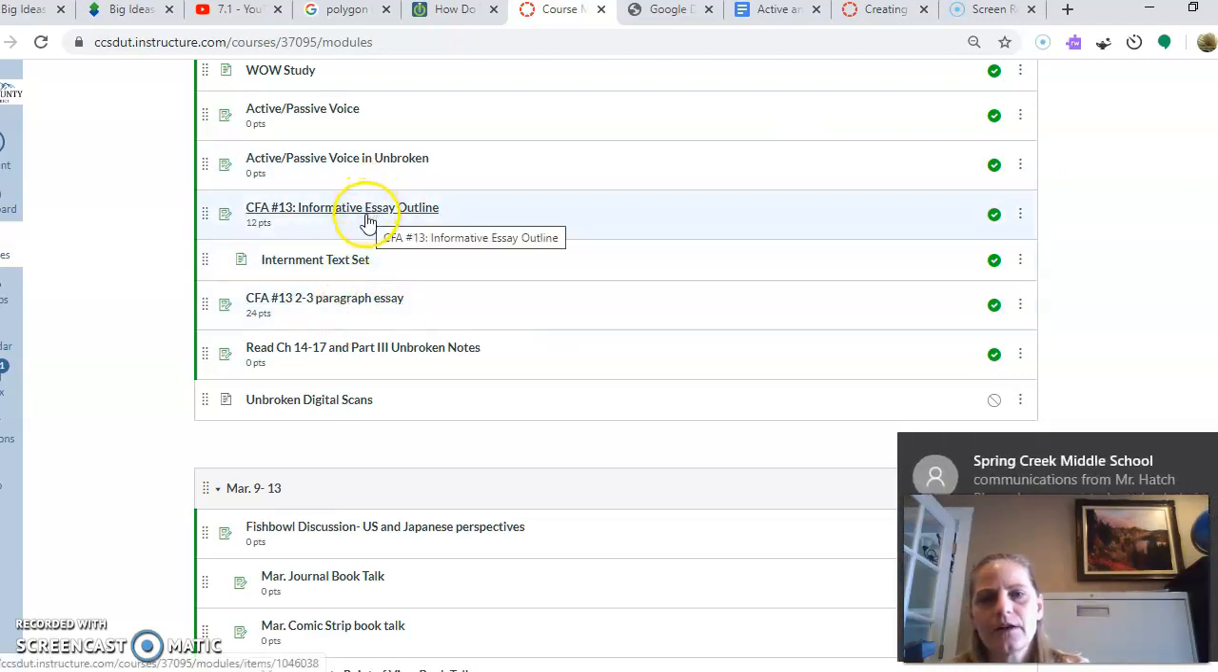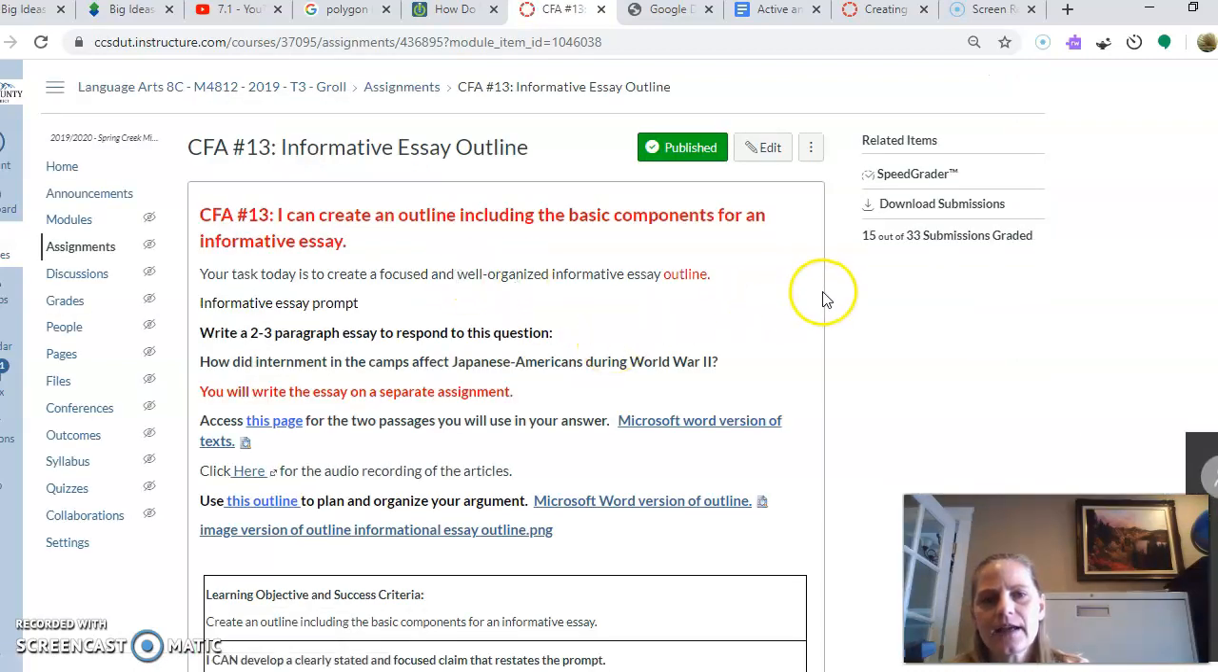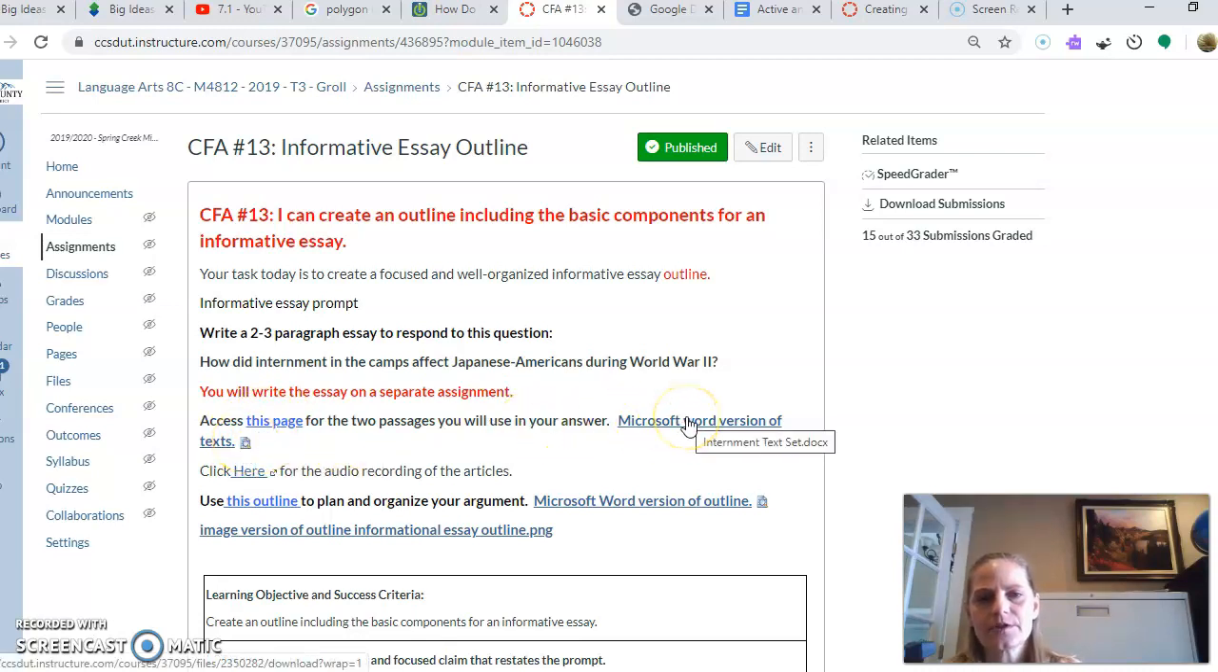So for your informative outline, when you open it, just like the ones we've done in class, you are using 2 different texts. You can open up with this little magnifying glass, or you can hit this Microsoft Word version. I found for some reason that Google Doc links are not working well in Canvas right now. Somehow the permissions are not set up, even though on my end I'm showing that anyone with a link can view. I've been getting all these requests for permission to access. So the Microsoft Word version might be the best way to go, or you can even just hit this magnifying glass and it will open up right in Canvas.